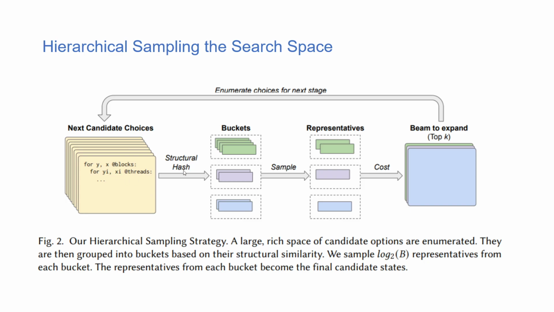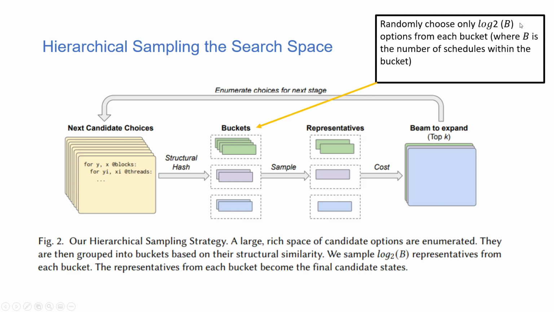You have a structural hash that represents the schedule, and with that you find similar schedules and group them in buckets. And then you select the log 2 of the number of options. For example, this one has 4, this one has 2, and this one has 2, and the log 2 of 4 is 2, so you select only 2. The log 2 of 2 is 1, so you select 1, and those are the representatives that you're going to consider. And then evaluate the cost and use beam search to get the top K and keep going for the next phase.